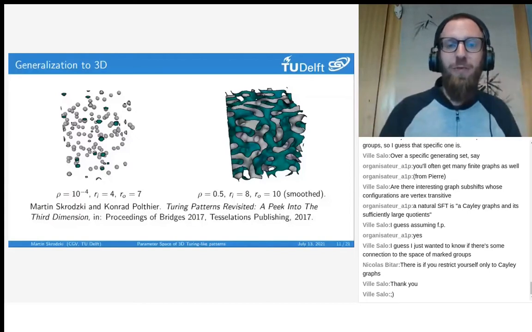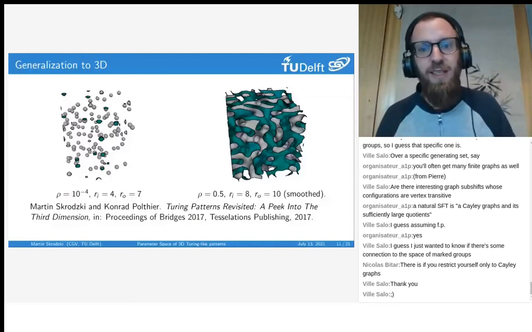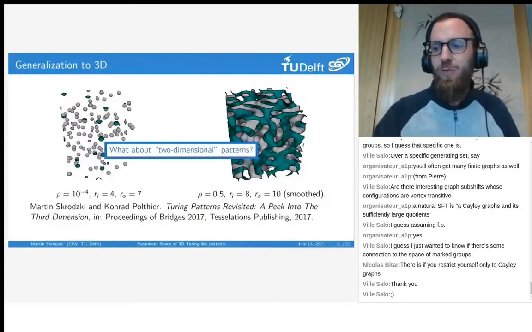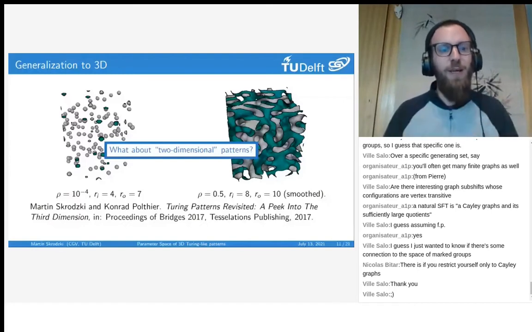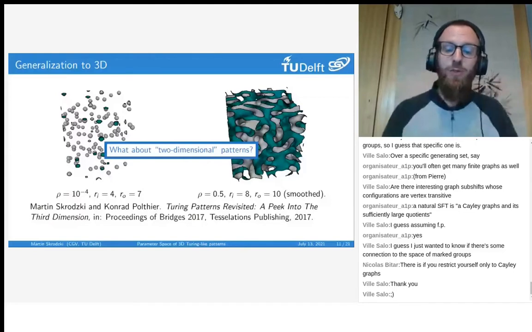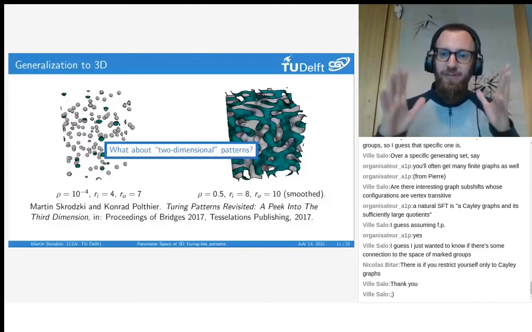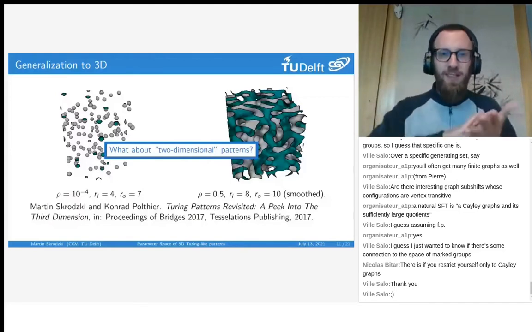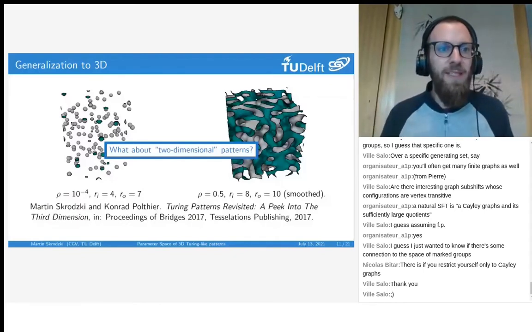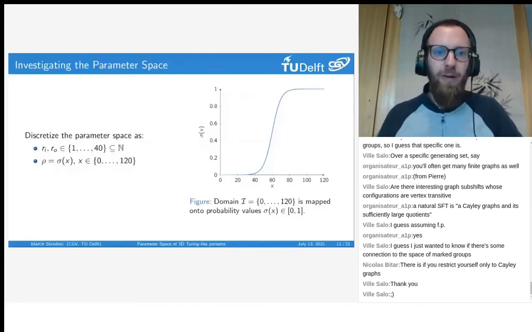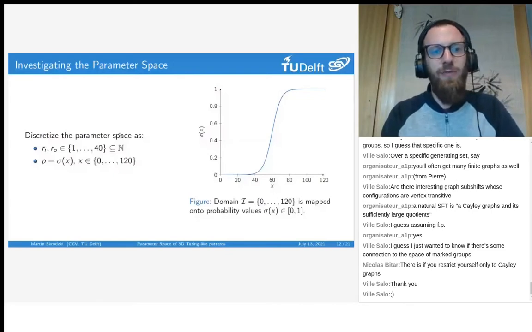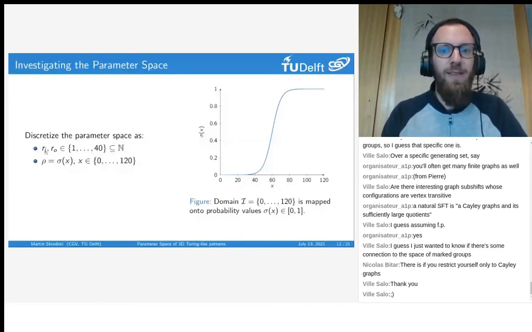So the question that we asked in that 2017 publication is, what about two-dimensional structures? Can we find a parameter set that gives two-dimensional things that, even if you shrink them by the inner radius, still have a two-dimensional extension? So we discretized this parameter space. We went with the inner and outer radius from 1 to 40.